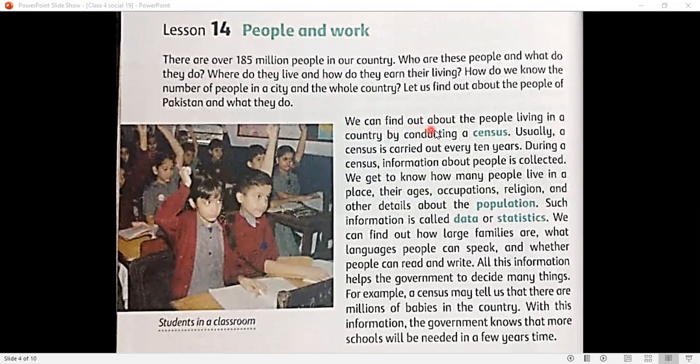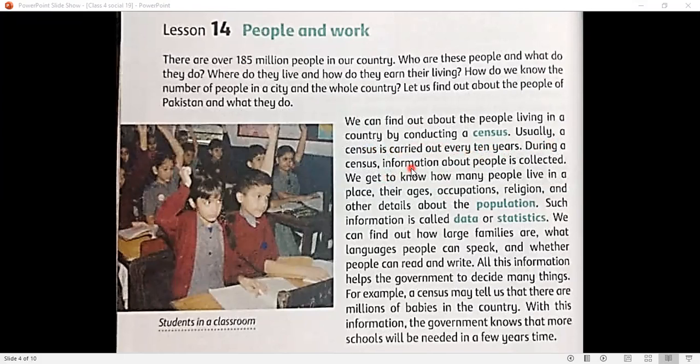We can find out about the people living in a country by conducting a census. Census means counting the people living in a country. Usually, a census is carried out every 10 years.